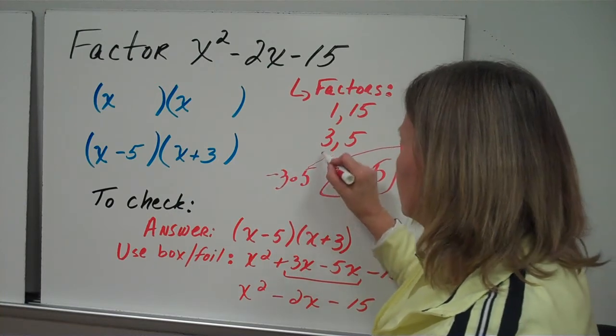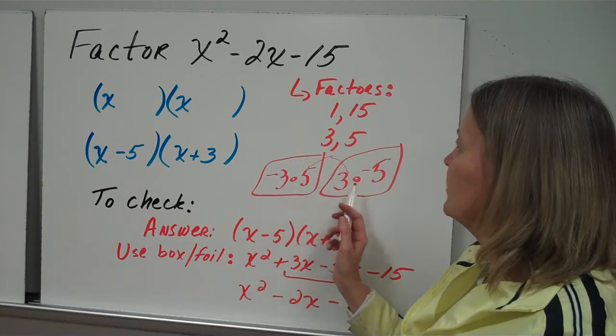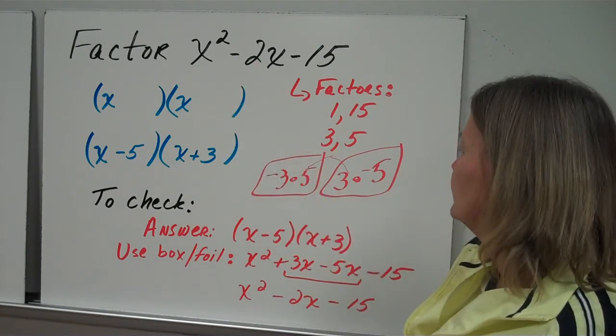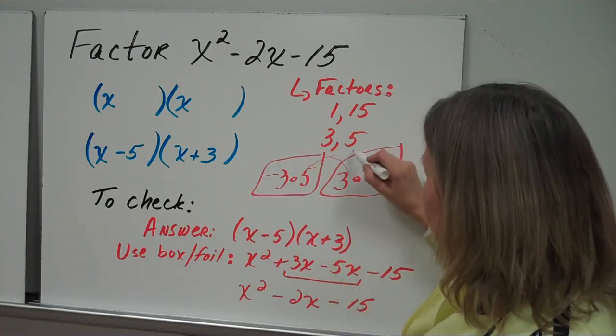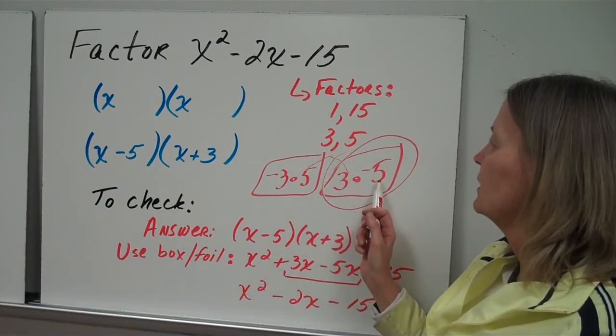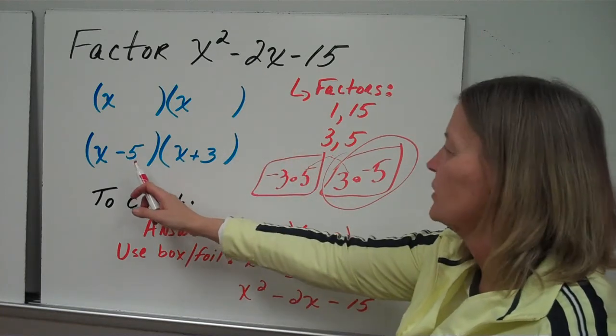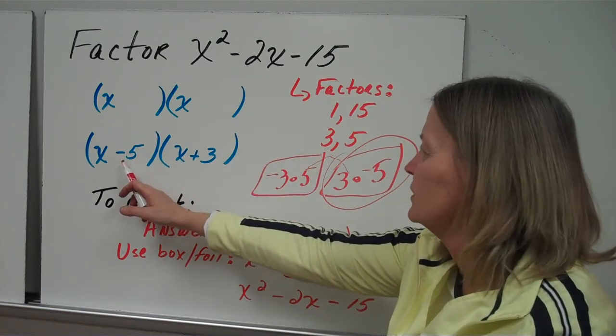These are your choices to get a negative 15. Which of these added together will give you a negative 2? It's this one. This one would do it. If you add 3 plus negative 5, that's the relationship to get a negative 2. Those are the ones that would then fill in your parentheses.